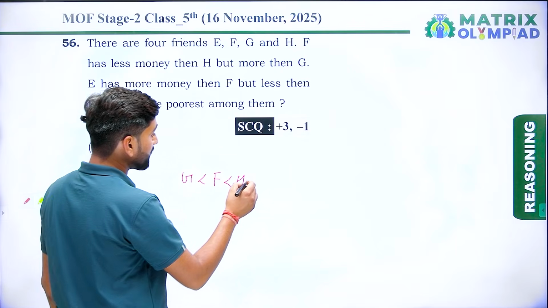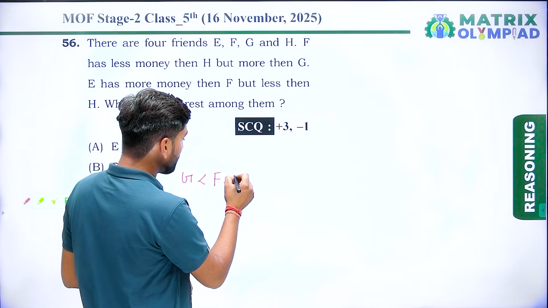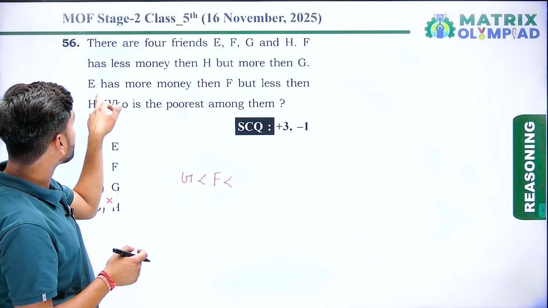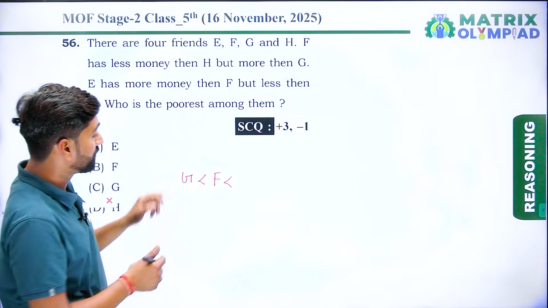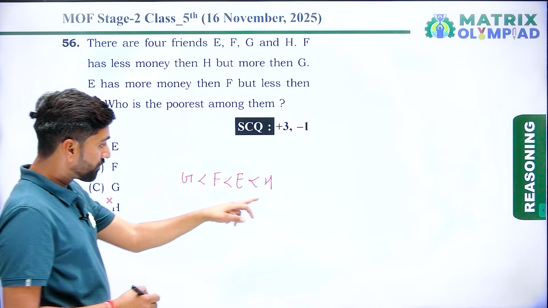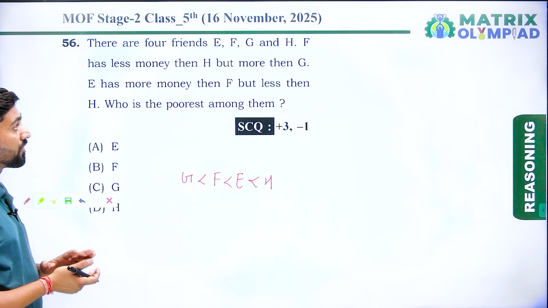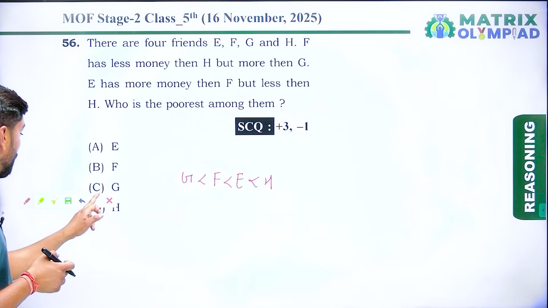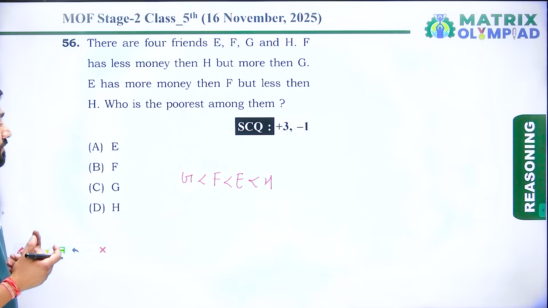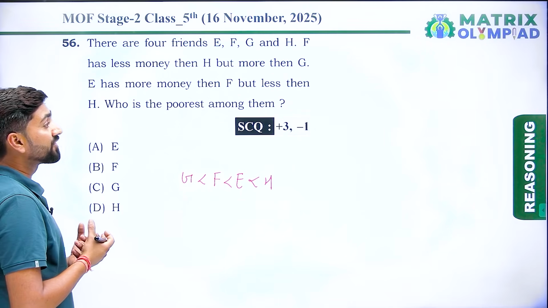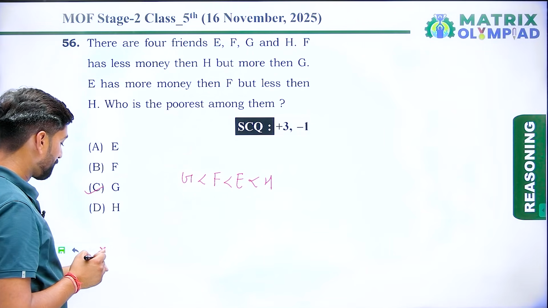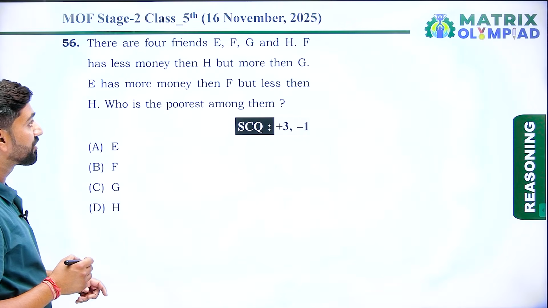E has more money than F. Put E somewhere between H and F because E has more money than F. So E is here but has less money than H. So this will be the right sequence of the given arrangement. So who is the poorest among them? G is the poorest among all of them. Option number C is the right answer of this question.